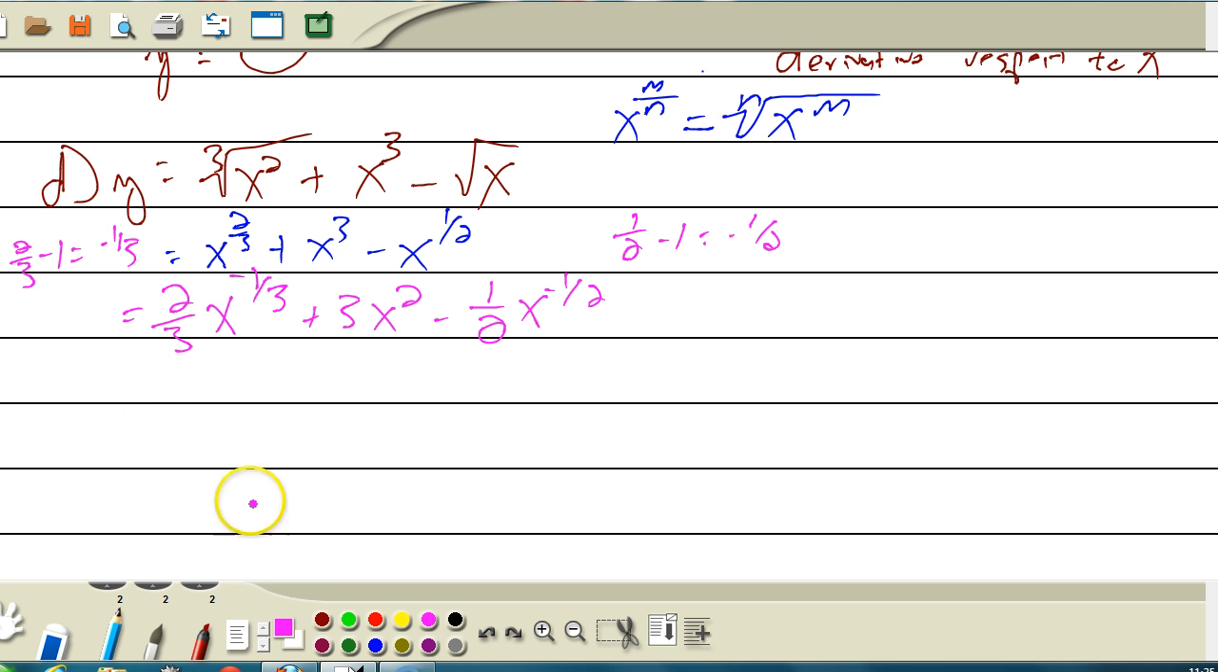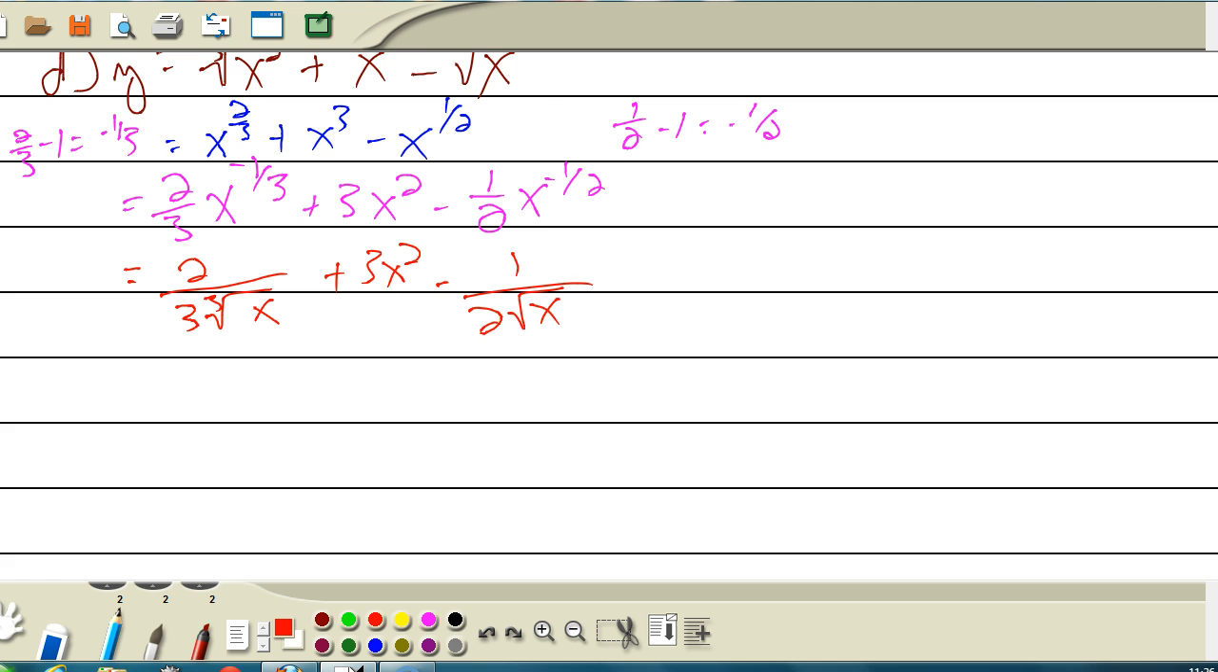I'm pretty sure this is fine for your teacher, but just in case they're not okay with it, I know you can convert it to radicals again. It's 2 over 3 times the cube root of x, plus 3x squared, minus 1 over 2 times the square root of x. Okay, all those are exactly the same.